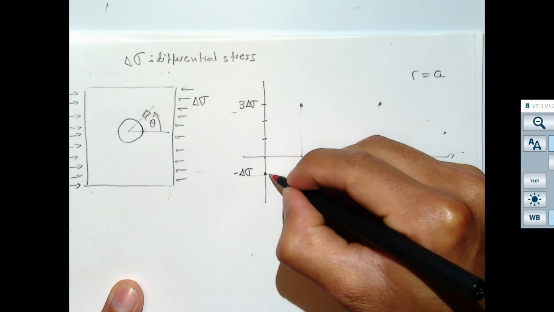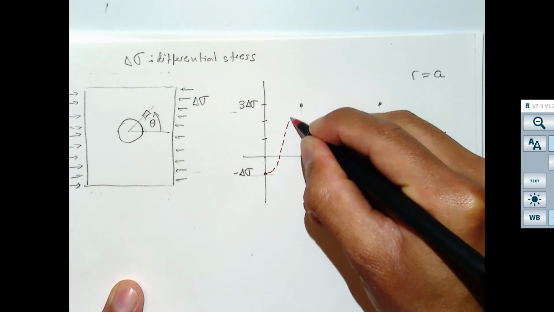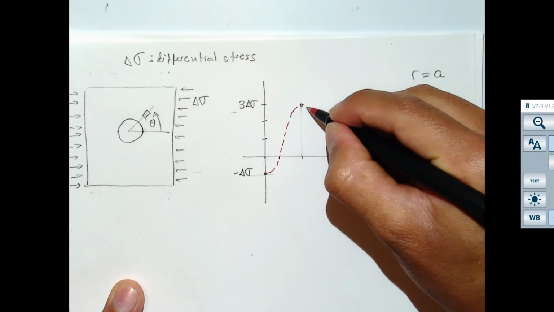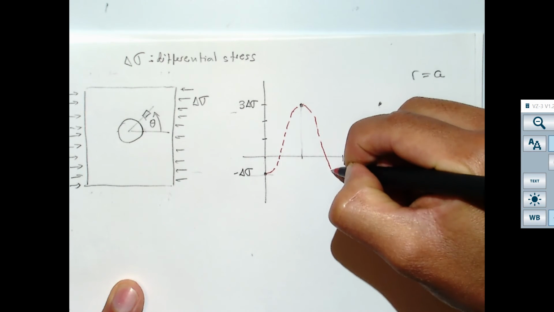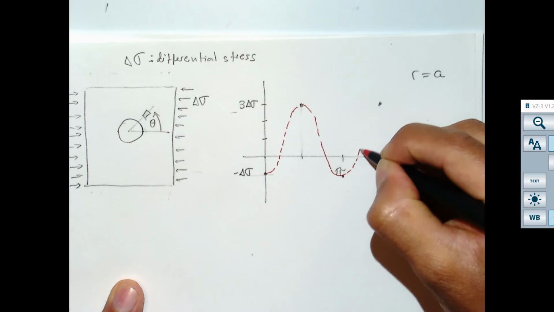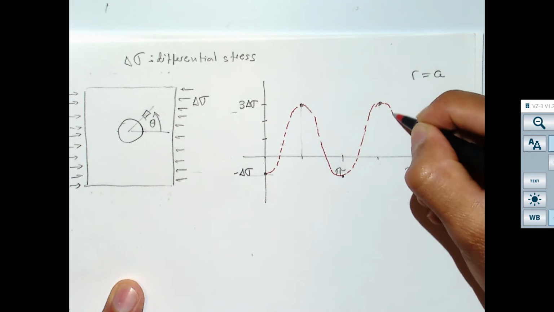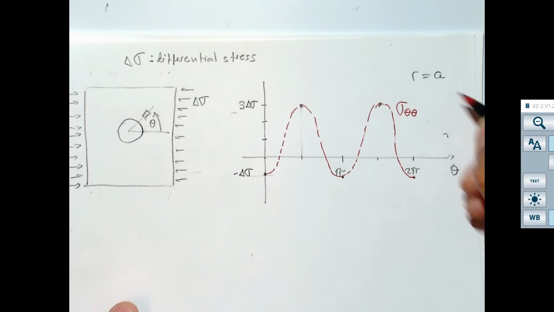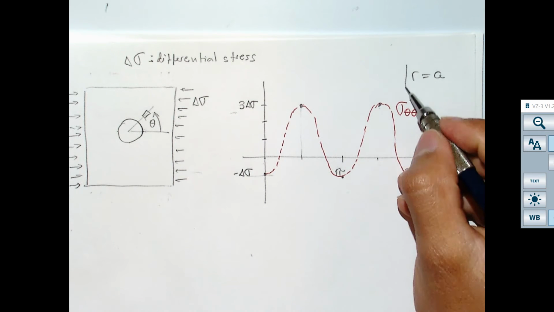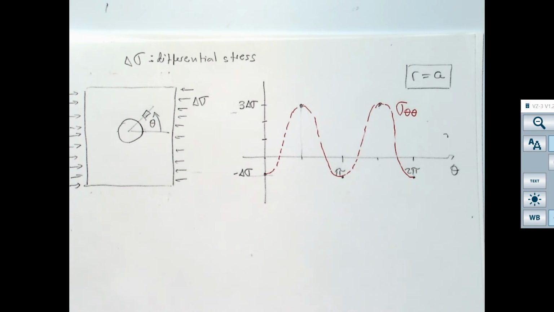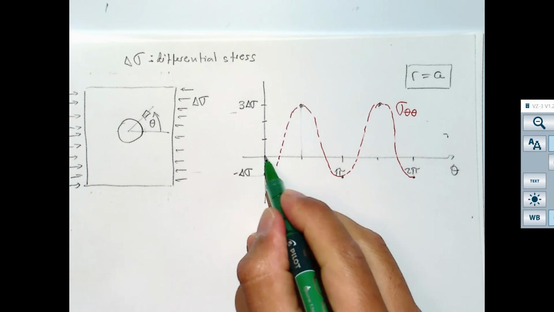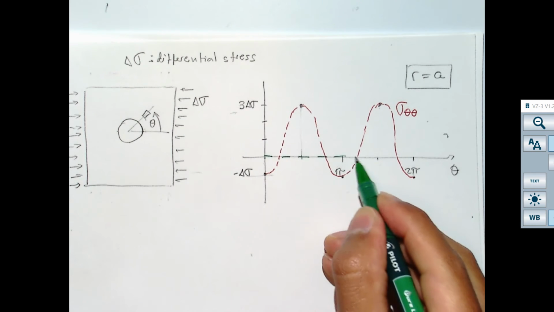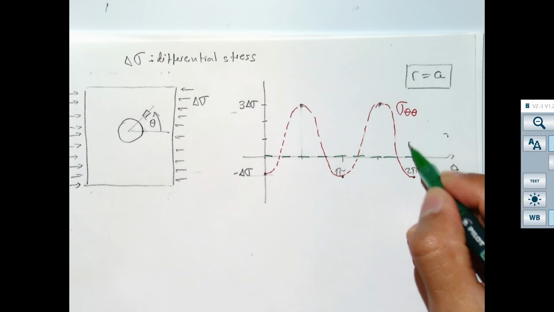Sigma theta theta actually varies as a harmonic function, and this is going to be sigma theta theta. Remember, this is at the wall of the wellbore, and as we said before, this is going to be sigma RR equal to 0.